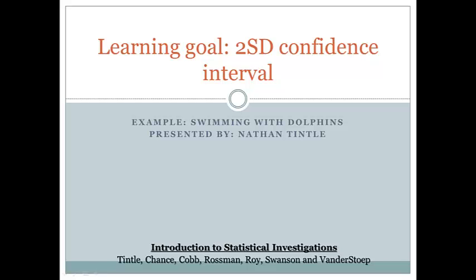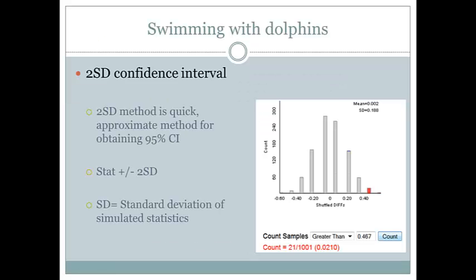In this Learning Goal video, we will talk about how to use the 2SD rule to compute a 95% confidence interval using the Swimming with Dolphins dataset. The 2SD method to compute an approximate 95% confidence interval is something we've seen before. Take your observed statistic and add/subtract two standard deviations, where the standard deviation is the standard deviation of simulated statistics from our null hypothesis simulation.